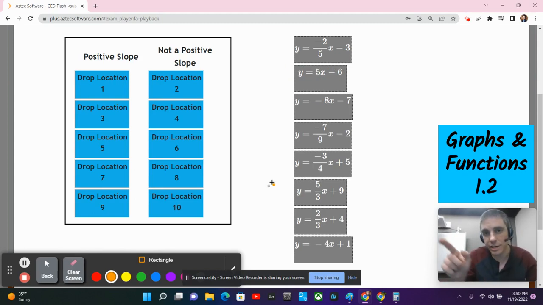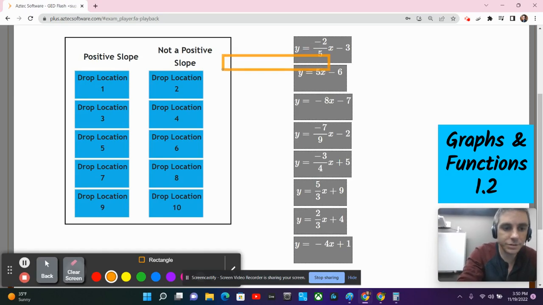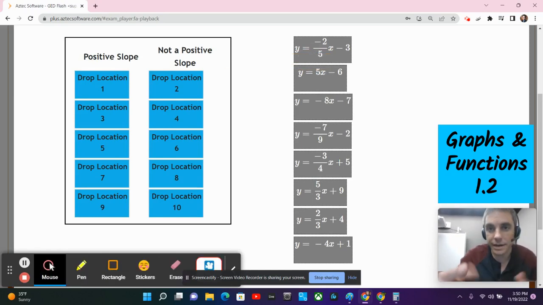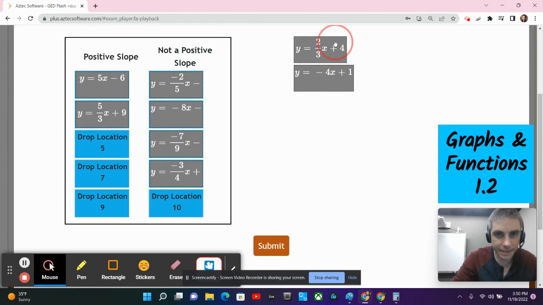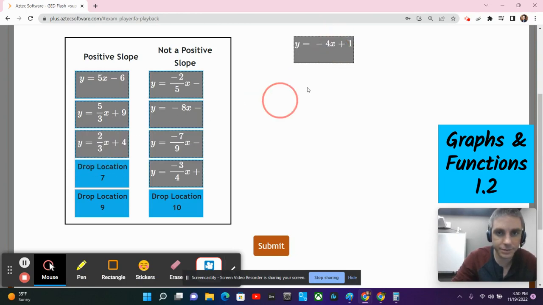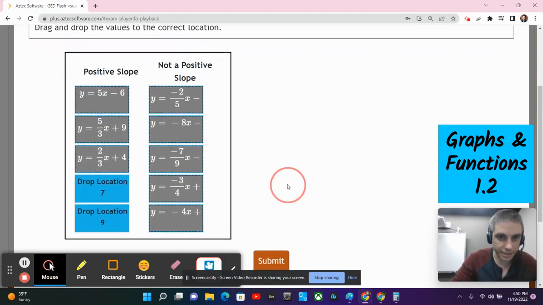So now I'm going to be dragging all the negative slope values or negative rates into column 2, and I'm going to be doing the same with all the positive rates. Positive 5 over 3, positive 2 over 3, and negative 4. So not all the locations are used, but that's okay.